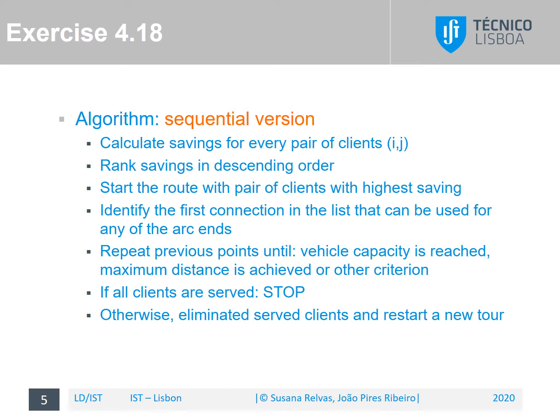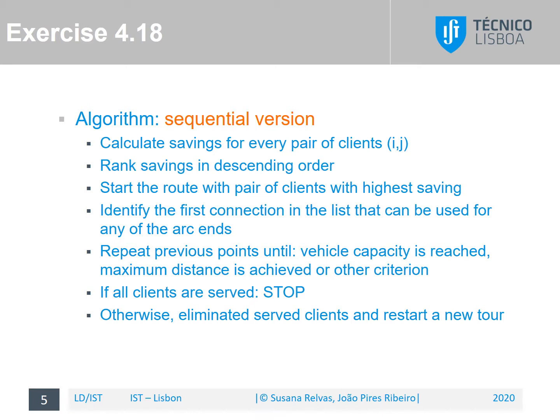The savings heuristic can be implemented using two algorithms, the sequential or the parallel. Let's discuss the sequential. You start by calculating savings for every pair of clients. Then you are going to rank the savings in descending order. You start the route with the pair of clients with the highest saving, and then identify the first connection in the list that can be used for any of the arc ends.